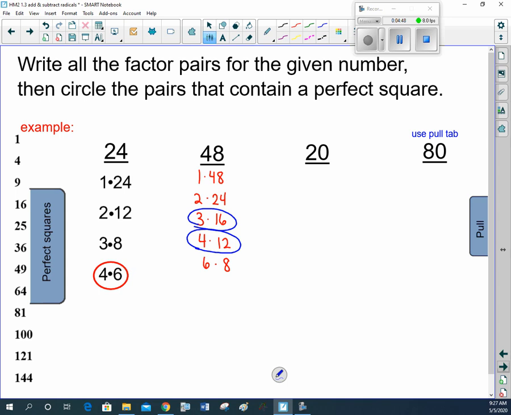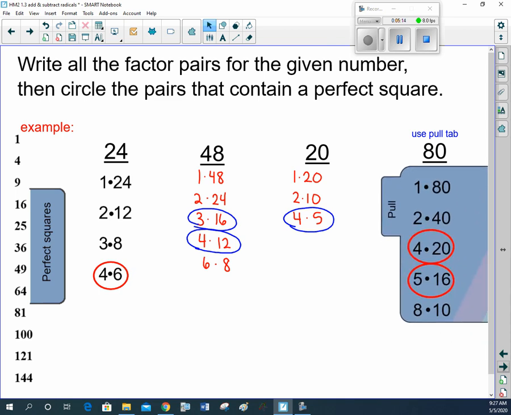Okay. Next one over here, let's do 20. So 20 is going to be 1 times 20, 2 times 10, no 3, 4 times 5, and now I'm back to all my factor pairs. This one, the only perfect square number in a factor pair is the 4, so 4 times 5. And then over here, 80, I already have this one worked out. Here are all of our factor pairs: 1 times 80, 2 times 40, 4 times 20, 5 times 16, and 8 times 10.